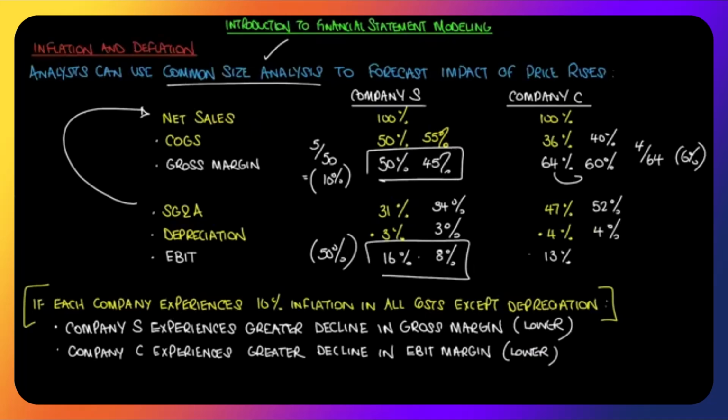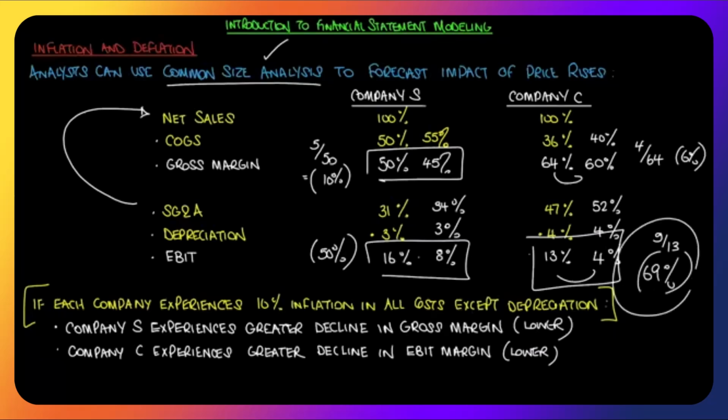And company C, 47, is going to go up by about 5, so to about 52. Depreciation stays where it is, so 60 minus 56, down to 4%. That is a drop of 9, was 13%, dropped by 9 from 13. That's about a 69% drop. Company C has a greater decline in the EBIT margin. Why? Once again, because it was lower to begin with. So just a demo of how we can use common size analysis to look at the potential impact of inflation.